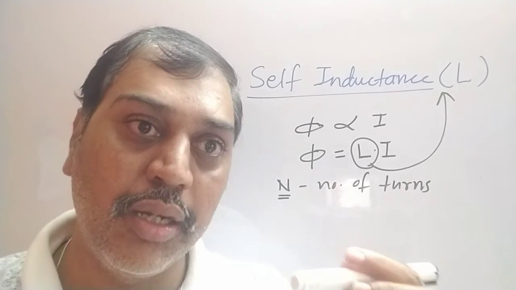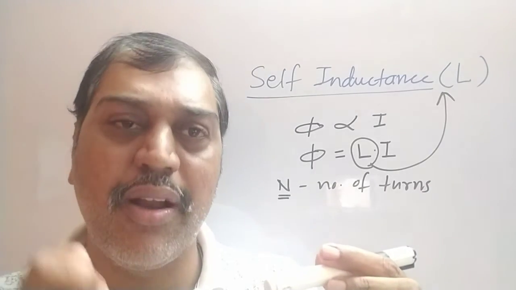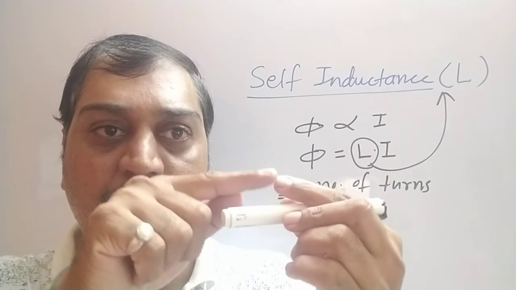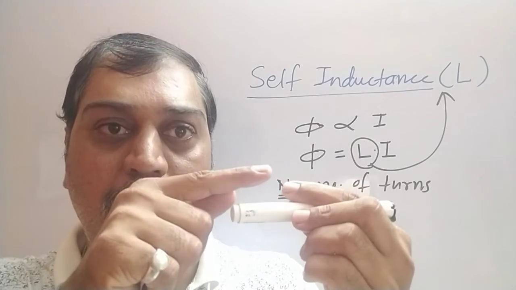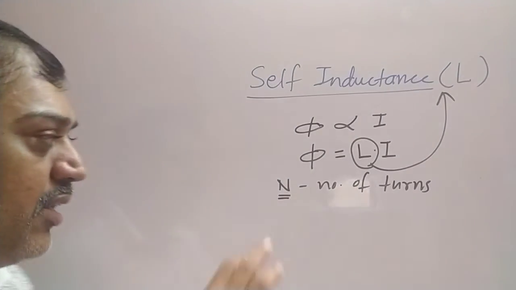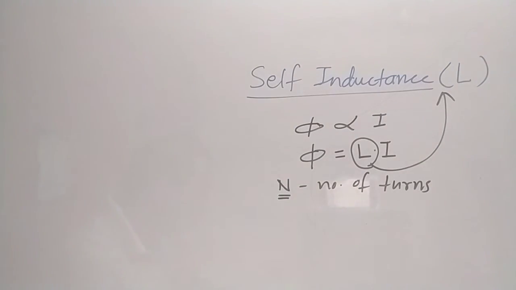Now instead of thread, we take a copper wire or metal wire and wind it like this. Start here, go back, come again: one turn, two turns, three turns, four turns. In general, it is N. Capital N is the number of turns.